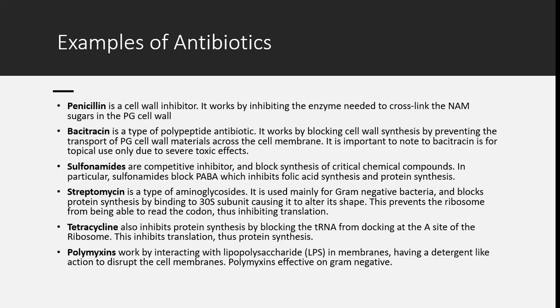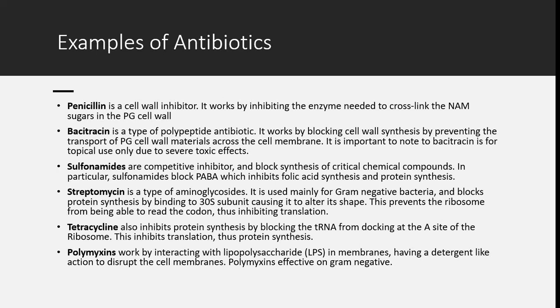So let's look at streptomycin. Streptomycin, believe it or not, comes from a soil-dwelling bacteria, and it is going to be used mostly for gram-negative bacteria. It blocks protein synthesis by binding to the 30S ribosomal subunit, and what it does is it causes that subunit to change its shape.